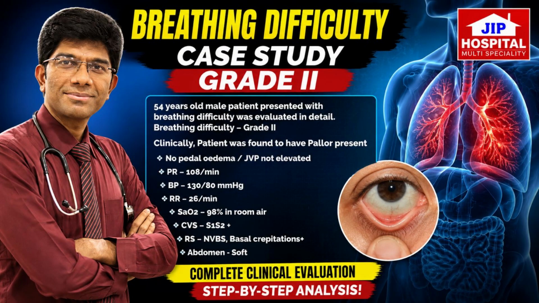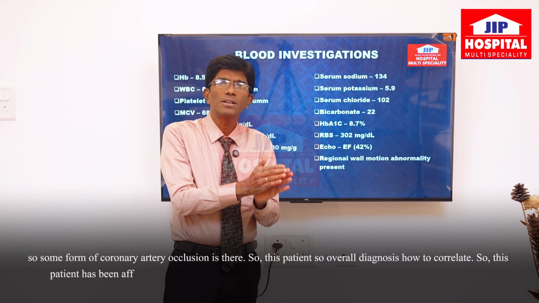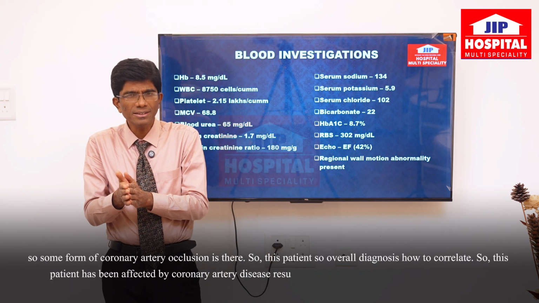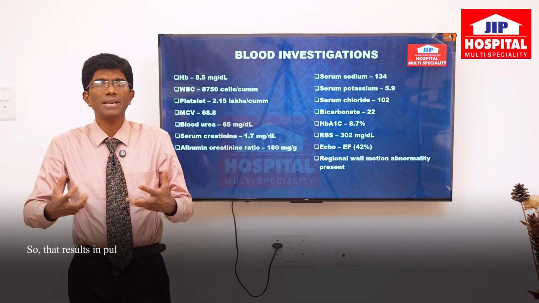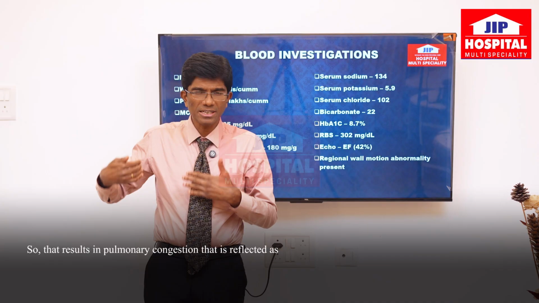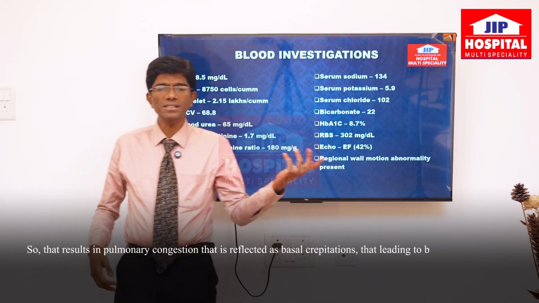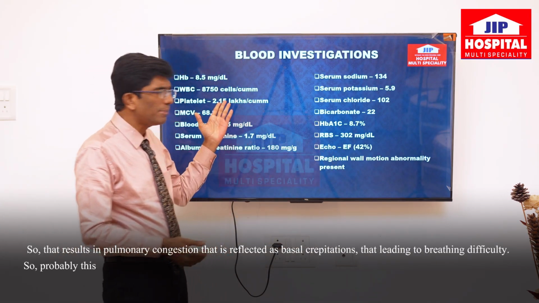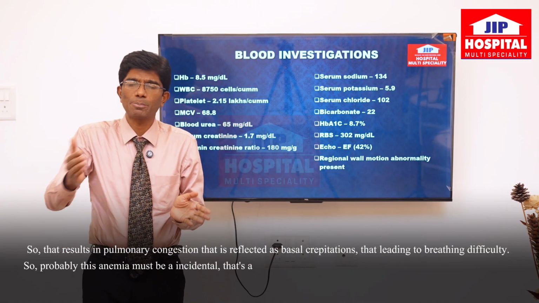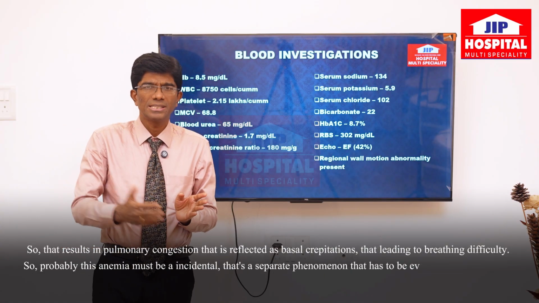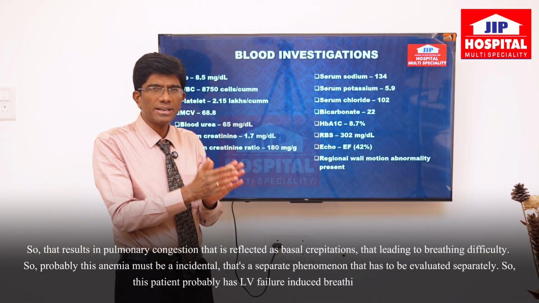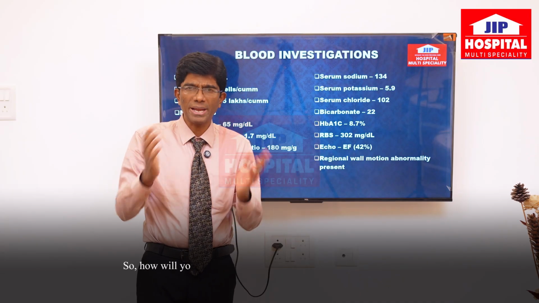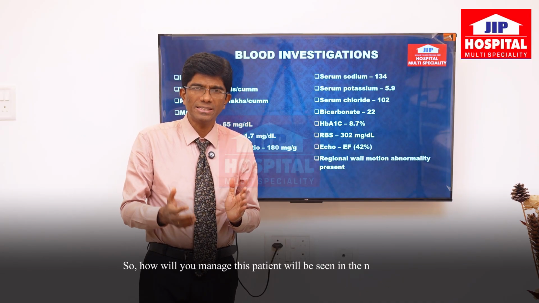So overall, how do we correlate the diagnosis? This patient has been affected by coronary artery disease, resulting in LV dysfunction leading to LV failure. That results in pulmonary congestion, reflected as basal crepitations, leading to breathing difficulty. The anemia must be incidental, a separate phenomenon that has to be evaluated separately. So this patient probably has LV failure induced breathing difficulty. How you will manage this patient will be seen in the next session.